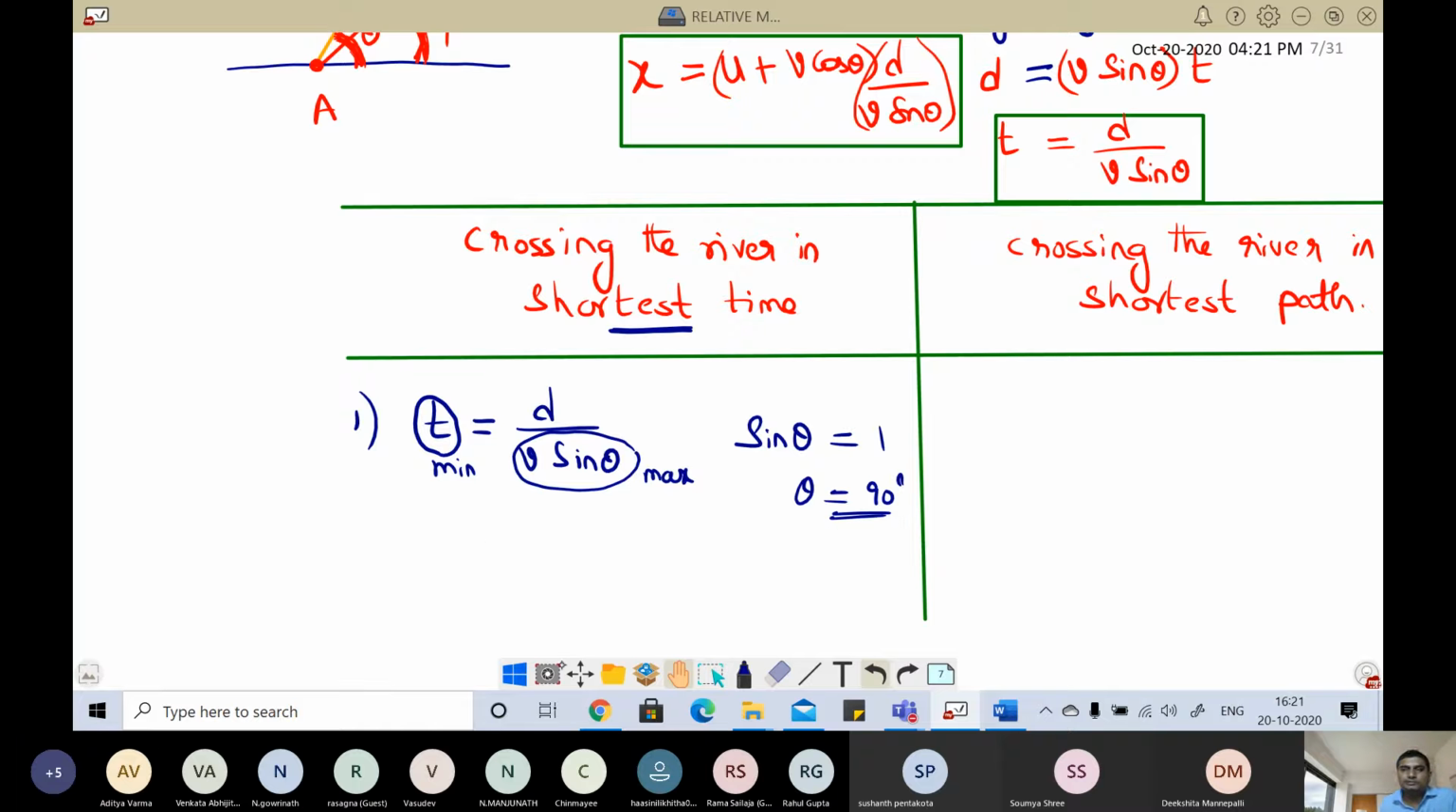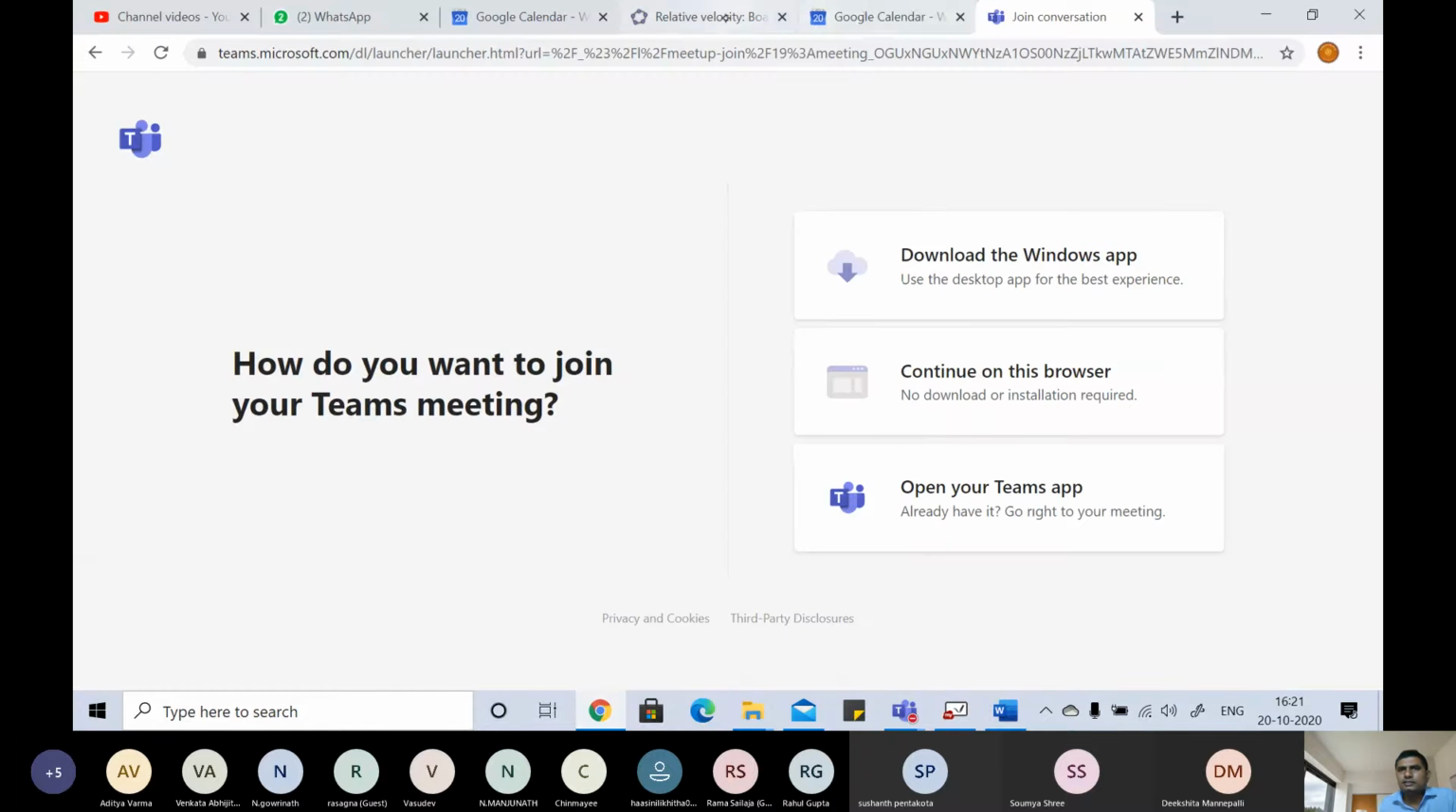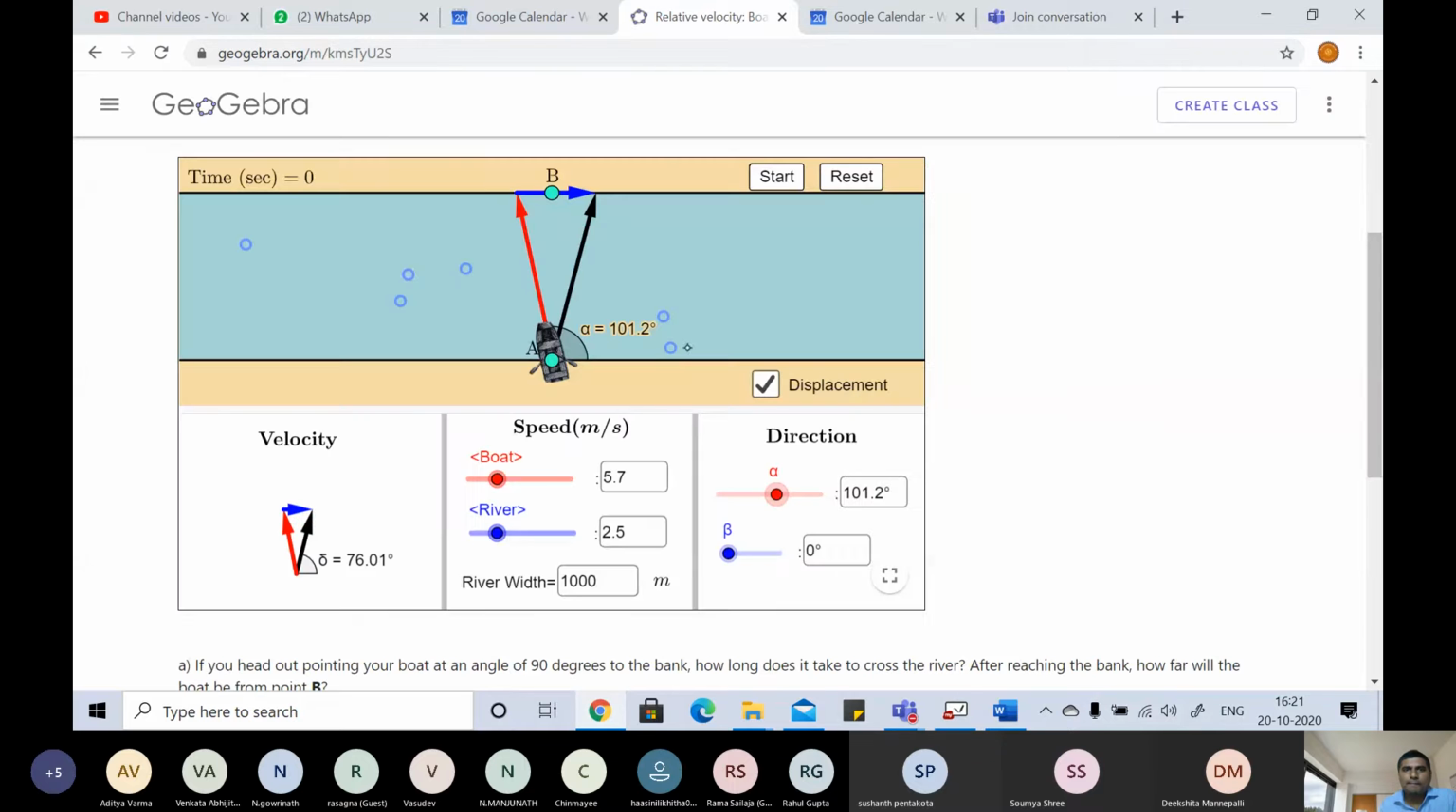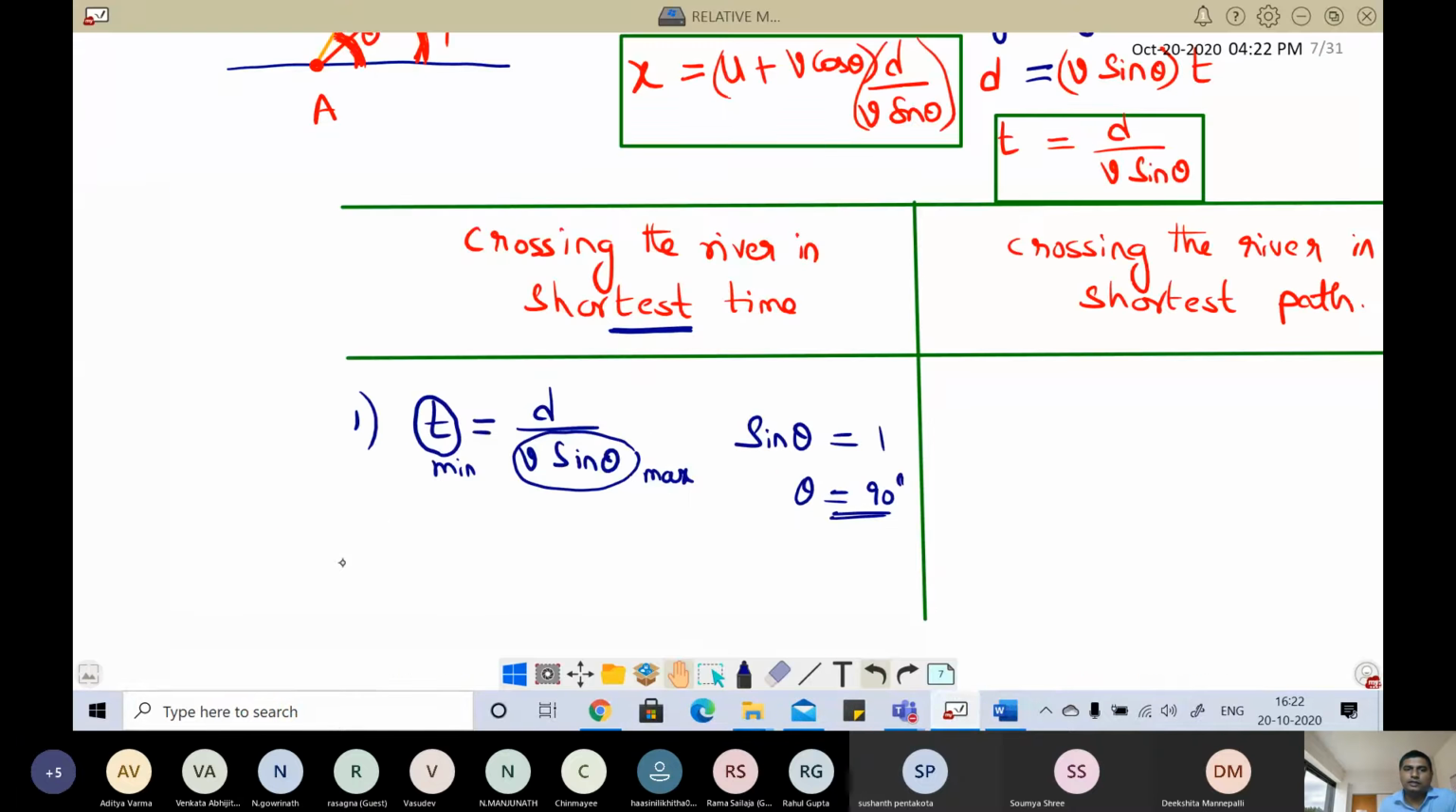Okay, so now I'll show the animation, where yesterday I think we have seen. So now if he goes like this, will he reach point B? Will he reach exactly opposite point B? No. He will reach somewhere else. Correct? Some point C. So that drift x is what we have to find out next. Anyway, theta is what?